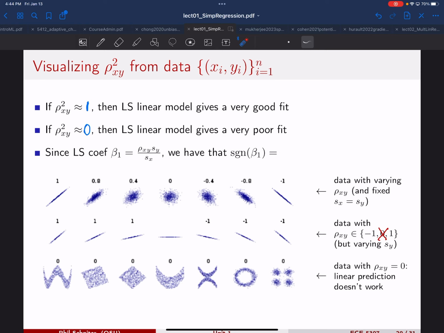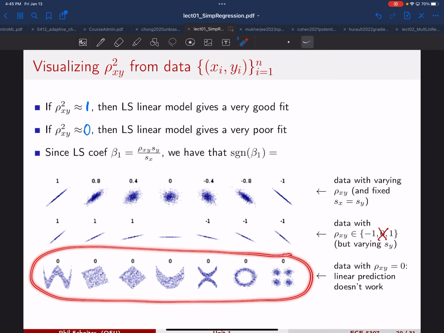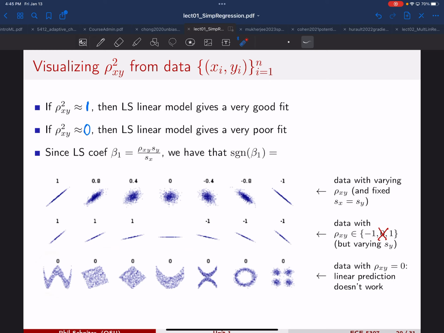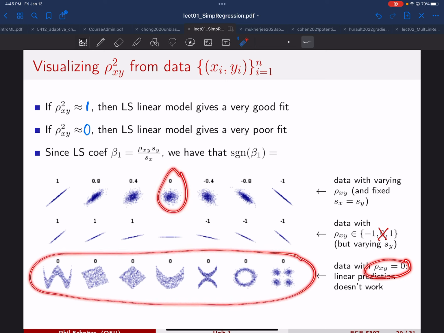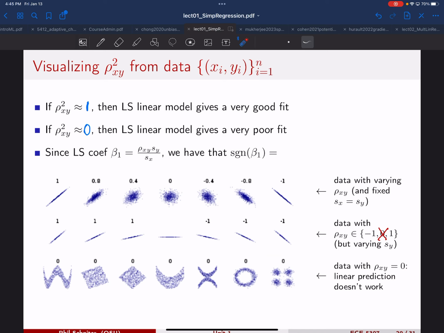But maybe the most interesting is this row of pictures. These are all examples of how you could get rho xy equals 0. We said this is one example, but there's actually a lot more examples of data that is maybe predictable in some sense, but it's not linearly predictable, right?